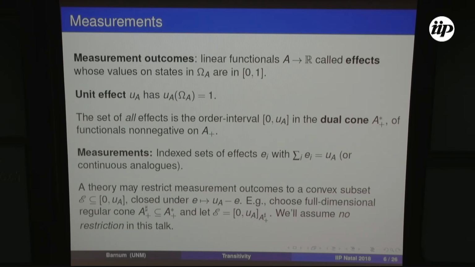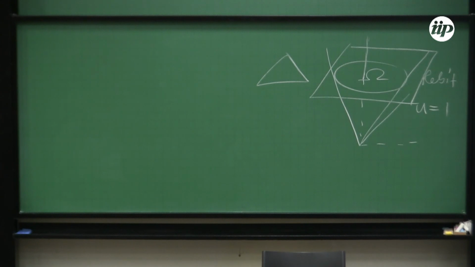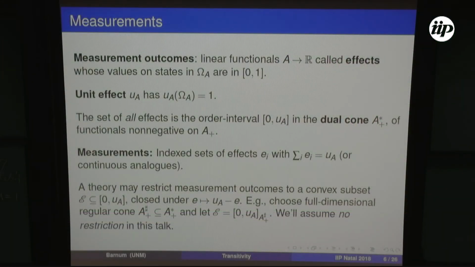Okay, measurement outcomes are just functionals on this space, linear functionals to the reals. We call them effects. And the important thing is their values on normalized states have to be probabilities. The unit effect actually slices through the cone, the plane where u equals 1. This is what I think Jamie called the throwing away effect or something. The plane where it's 1 slices through the cone and gives you this base consisting of the normalized states.